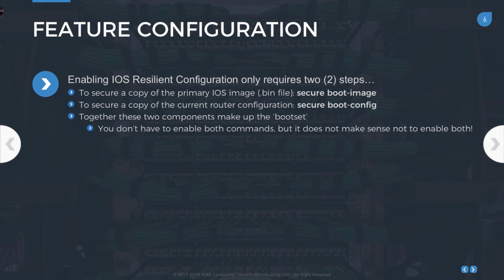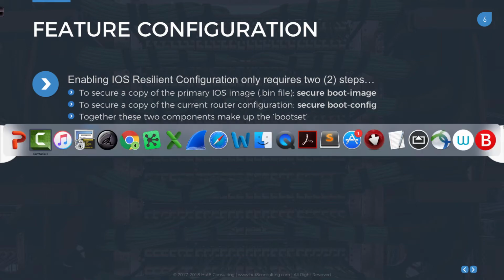And if you've got a golden config, or let's say a base config that you want to make sure gets loaded onto that router if for whatever reason something destructive does happen, then you would want to enable both of these features. So let's get onto the command line right now.